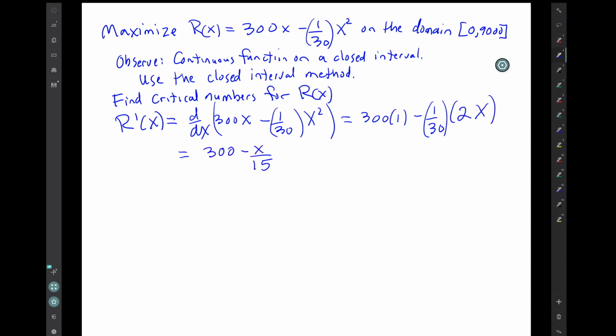So there's R prime. Now let's find the critical numbers. That means x values that cause R prime to be 0 or R prime to not exist. Well, R prime is a polynomial. So R prime always exists. There are no x values that cause R prime to be undefined.